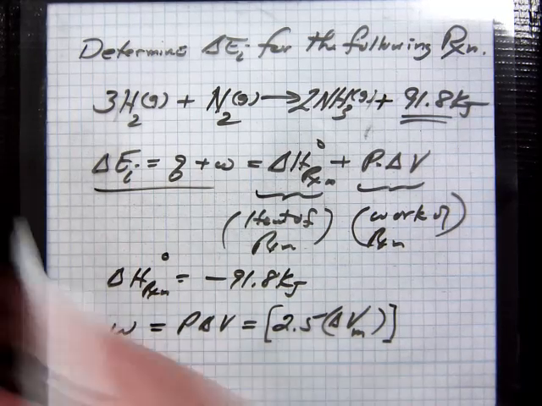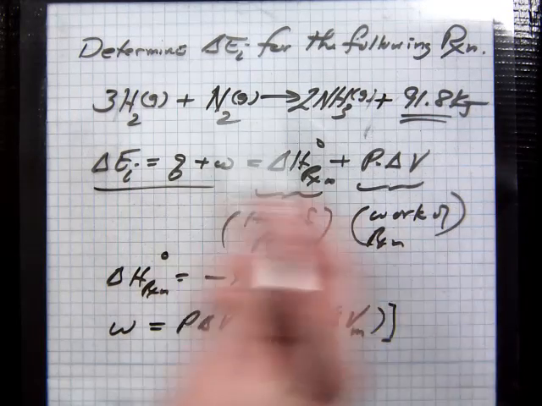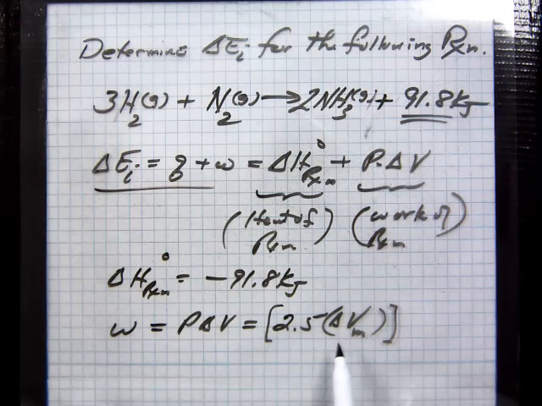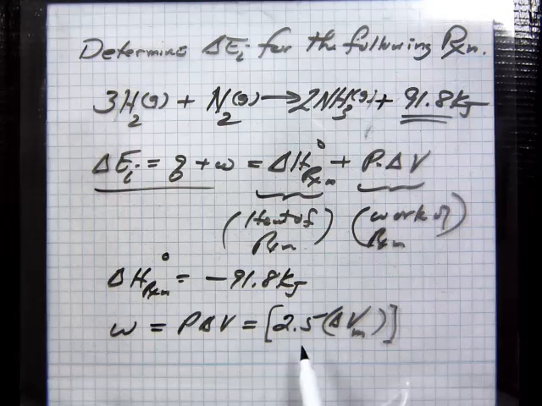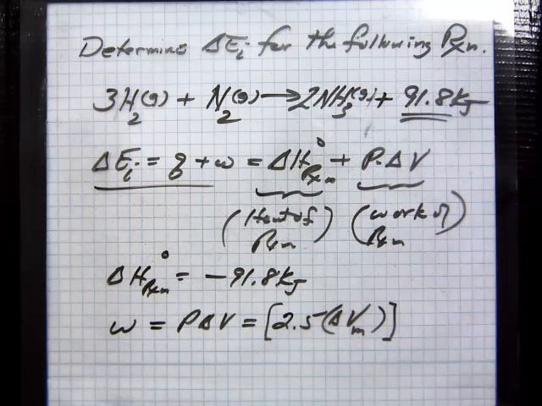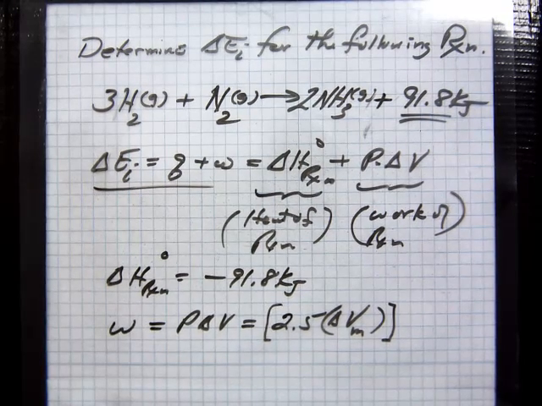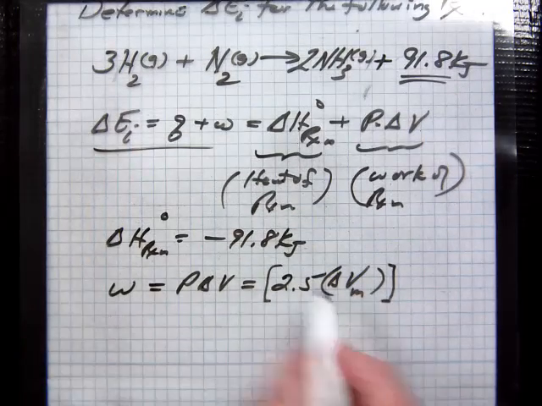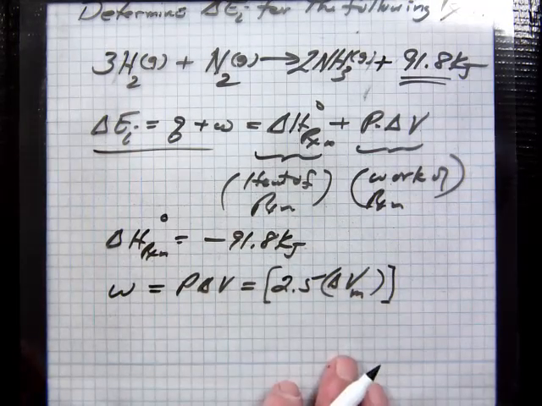So what we're going to do is look at this equation and get us a delta V. It doesn't matter whether it's plus or minus. Just get the change in volume. It's 2, the absolute change in volume. And then times 2.5. Then you'll have to assign a sign. I'll show you how to do that. Okay? I'm going to tell you what it is first.